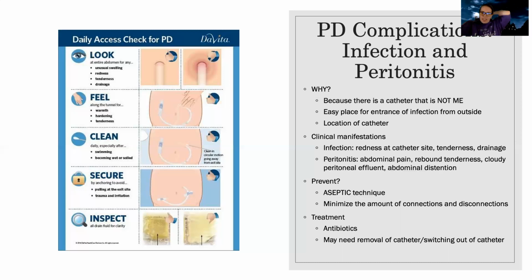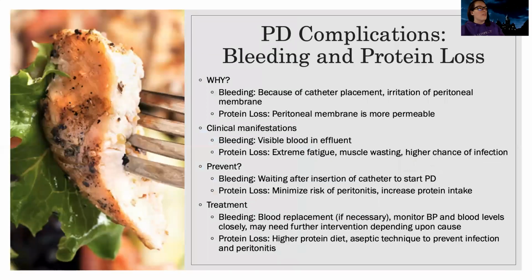We can prevent this through good aseptic technique and doing very good teaching with them. We also want to minimize the number of connections and disconnections, so we want to try to keep them continuously connected while they're there. We don't want to keep taking it on and off. We also want to treat them with antibiotics if they have an infection. And if it comes down to it, they may need removal or switching out of the catheter if it becomes infected. There are also complications of bleeding and protein loss.